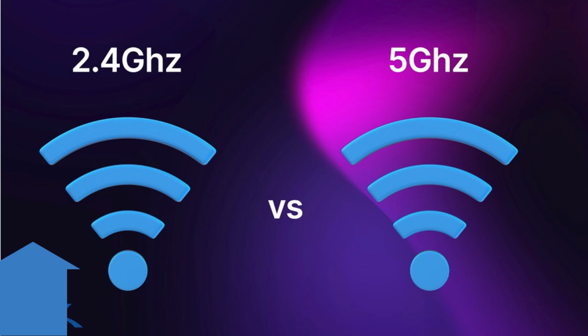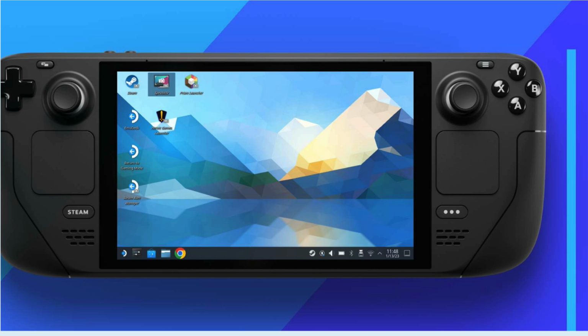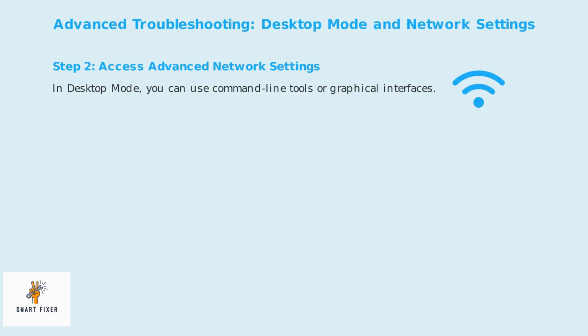If the basic fixes haven't resolved error code 105, you can access more advanced troubleshooting options by entering desktop mode on your Steam Deck. This mode provides a full desktop interface similar to a Linux computer. Once in desktop mode, you gain access to advanced network settings. You can use either command line tools like nmcli for precise control, or the graphical KDE Network Manager for a user-friendly interface.